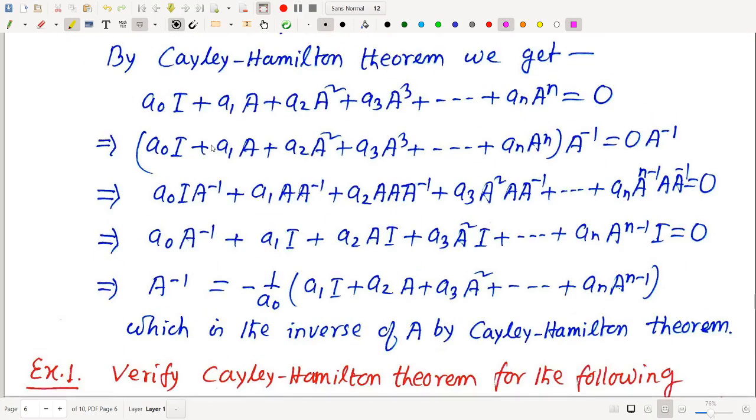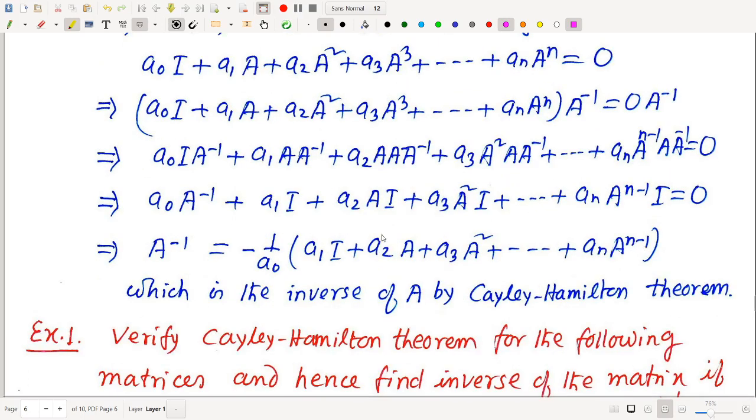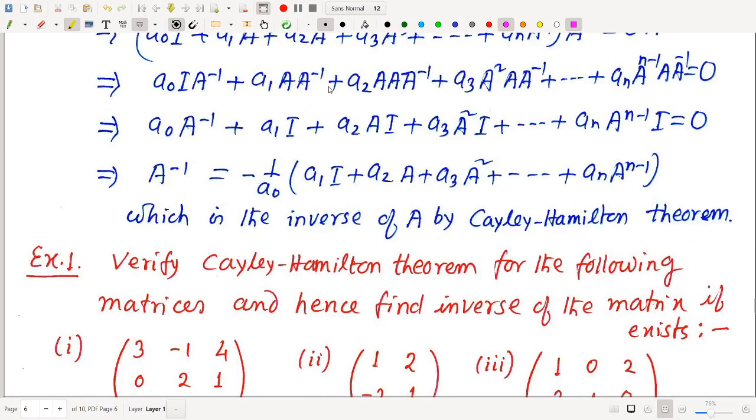Now let us multiply, rather post-multiply, here by A inverse. So A naught I into A inverse, A1 A into A inverse, plus A2 A square into A inverse, A cube into A inverse, etc. A to the power N into A inverse we have written as A to the N minus 1, and A into A inverse will be I, and everywhere we have replaced A A inverse by I, and I into capital A is A, A square into A inverse is also A.